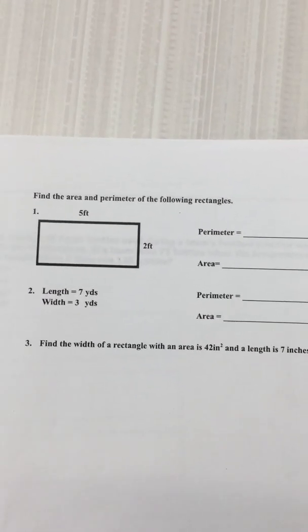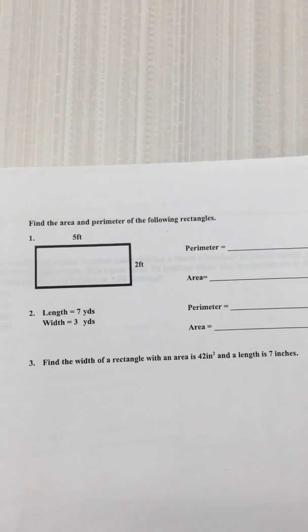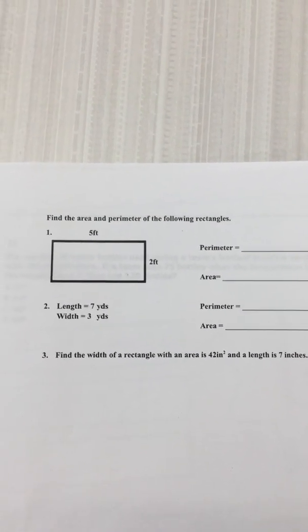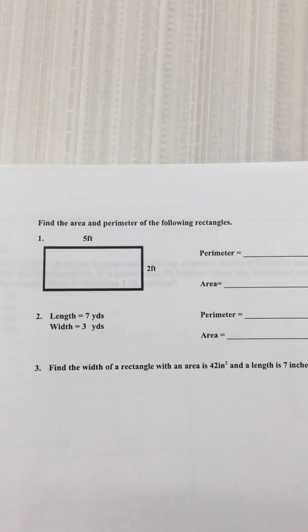Welcome back, everybody. Today, the warm-up is going to be about perimeter and area. Those are two formulas that they expect you to know. You learned this back in 5th grade. This is actually some problems that came out of a 5th grade textbook and worksheet.